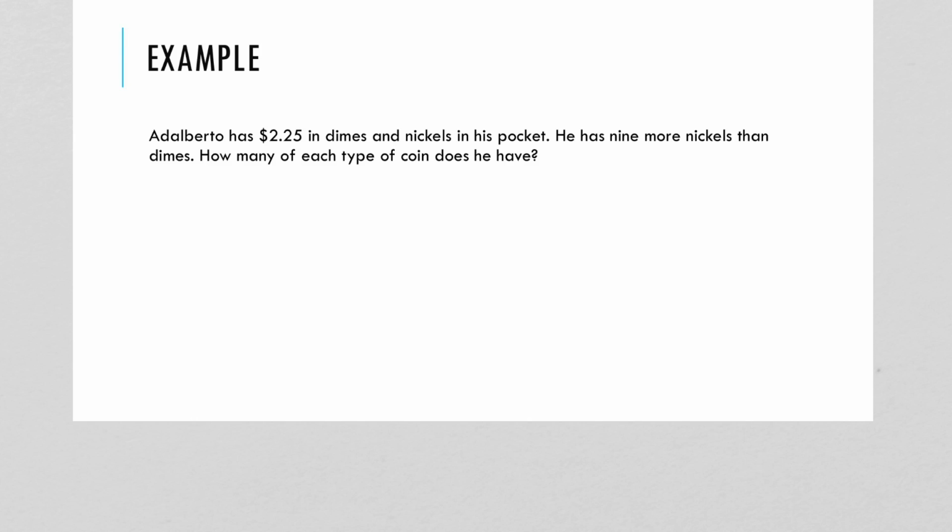Okay, for this problem, Adalberto has $2.25 in dimes and nickels in his pocket. He has 9 more nickels than dimes. How many of each type of coin does he have? So we want to look at what we're dealing with here. We're dealing with dimes and nickels. So I'm going to let D equal the number of dimes, and I'm going to let N equal the number of nickels.